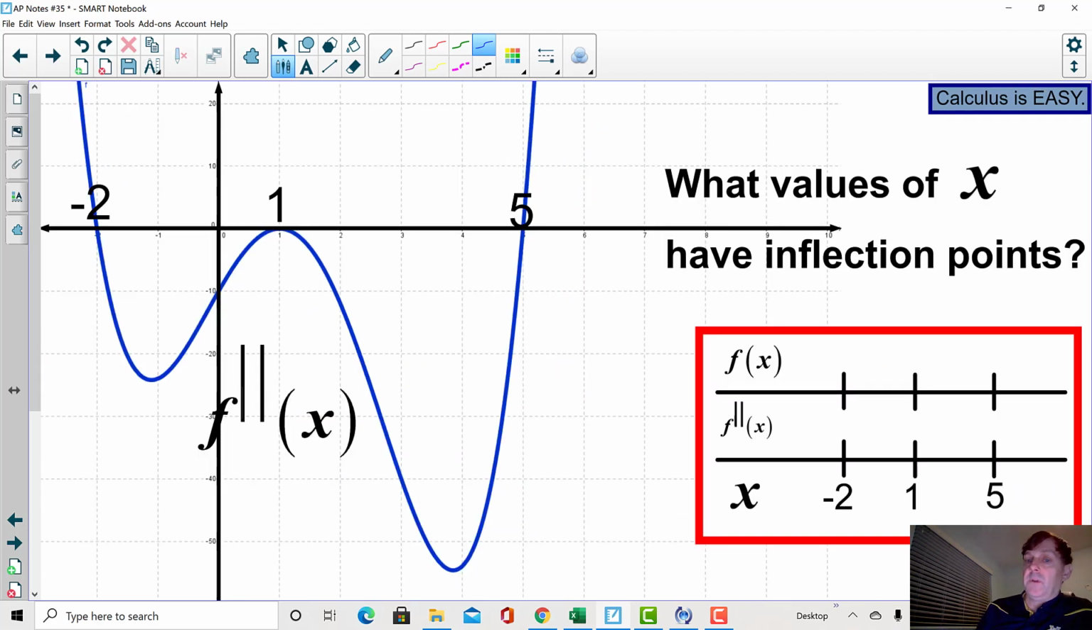For this example, they want us to say which x values have inflection points for the original function f. Now, they didn't give us a graph of f, so you got to be really careful. This is a graph of f double prime, so this is the second derivative.